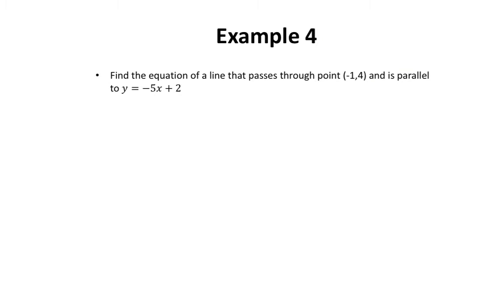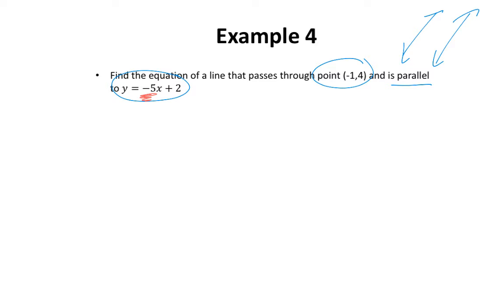In our last example, we want to find the equation of a line that passes through point negative 1, 4 and is parallel to y equals negative 5x plus 2. Here are the important pieces of information. The line passes through this point, and it is parallel to this other line. Remember, parallel lines have the same slope. Therefore, the slope of our line is going to be negative 5 as well.